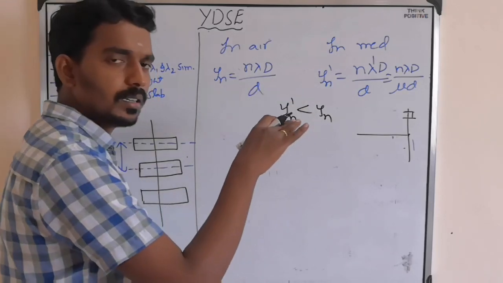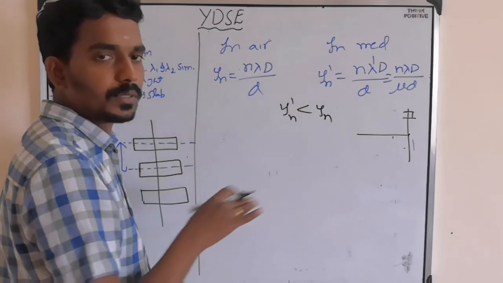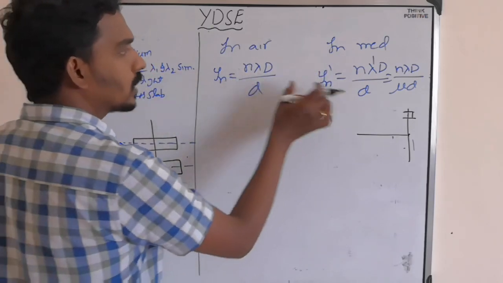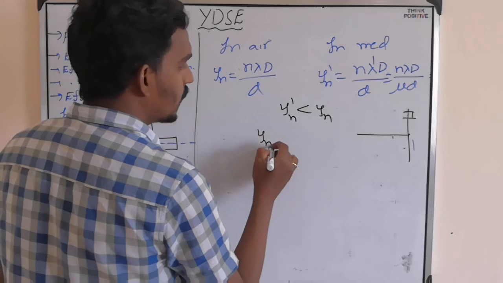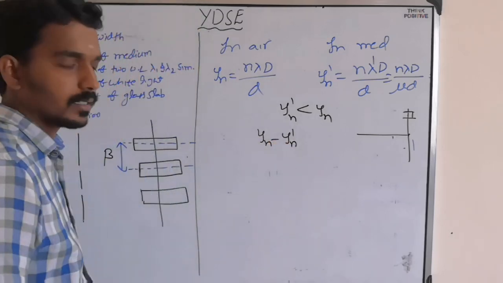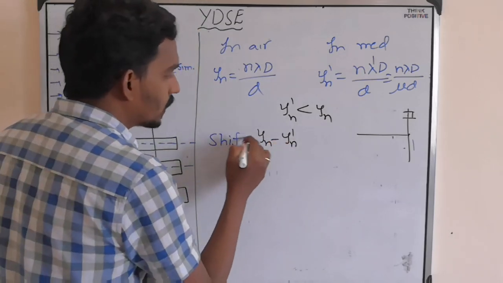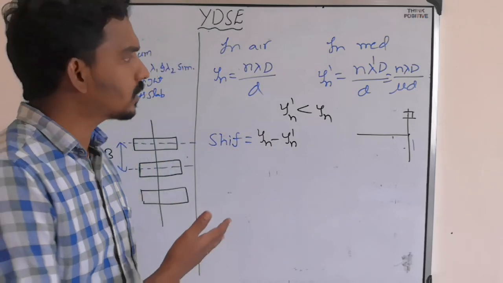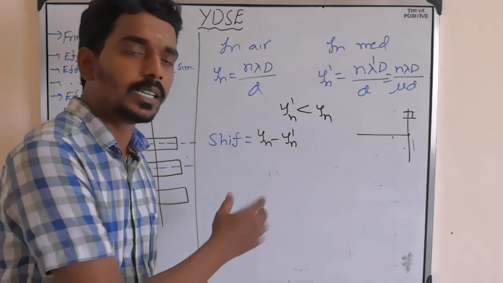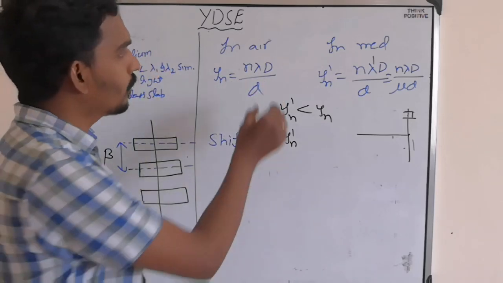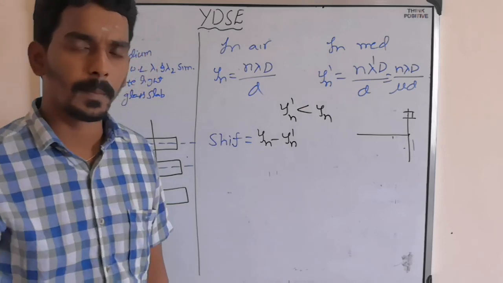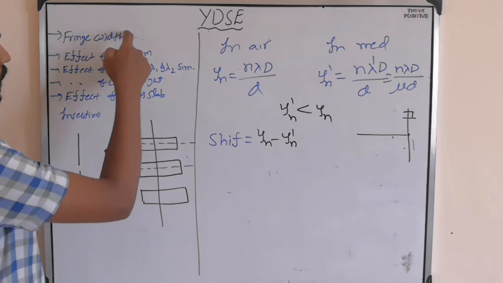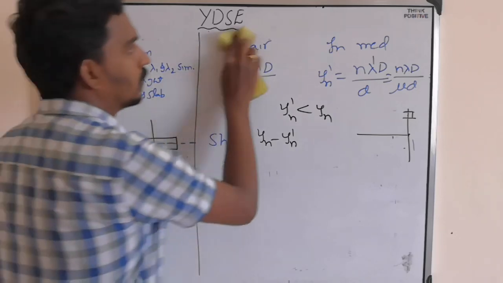So the fringe pattern shifts slightly. This they can also ask: what is the shift? yn minus yn dash, this is the shift in the position of the nth bright fringe. In a similar way they can ask for the shift in the position of the nth dark fringe. Then you have to take the dark fringe condition. Now, so these two are completed.